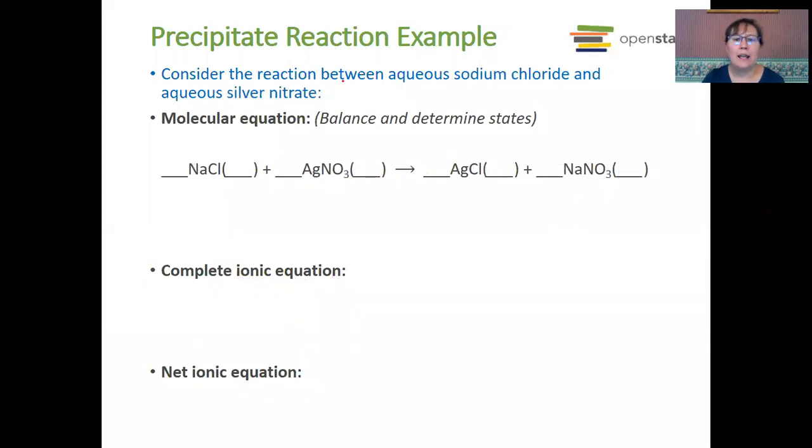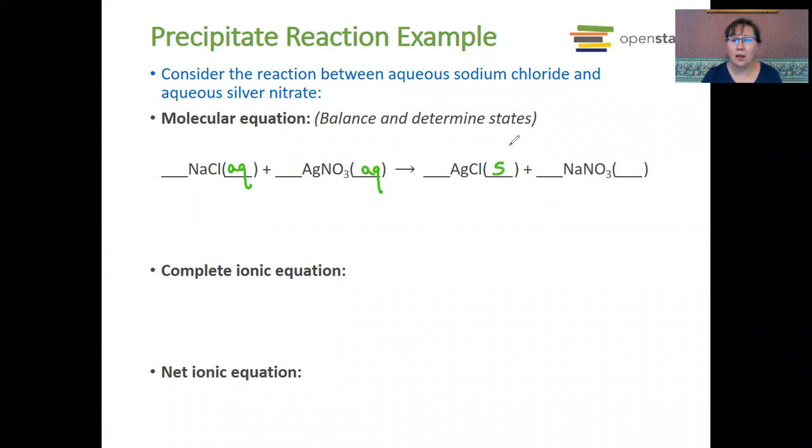Okay, here's another one. Aqueous sodium chloride and aqueous silver nitrate. All right, so let's take a look now. So here it said that we have aqueous sodium chloride and aqueous silver nitrate. And then I go back and I look at my solubility rules and I see, oh man, that silver paired with halides is a solid.